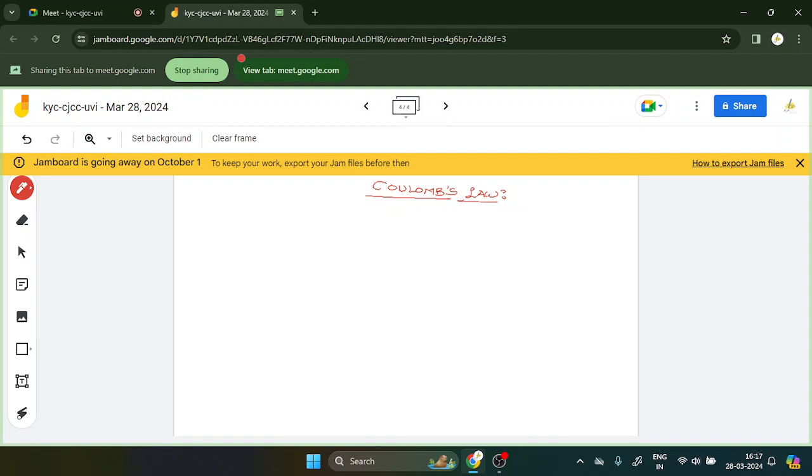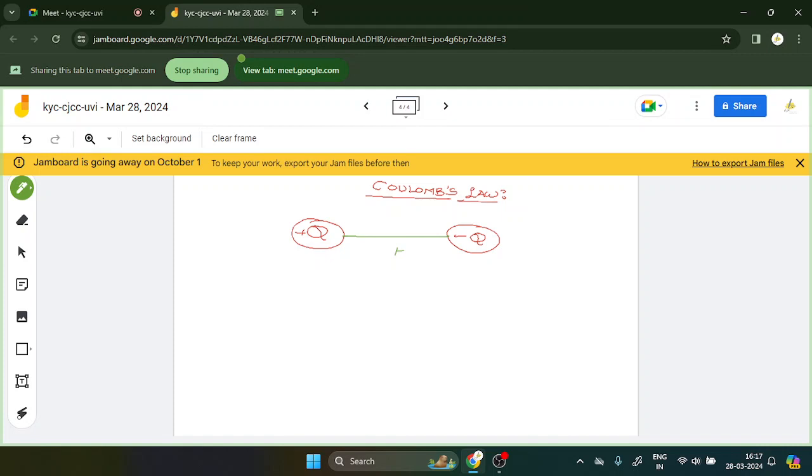Let me explain. Suppose there are two charges, this is +q and this is -q. These are the two charges which are separated by some distance. Let us say the distance between them is r. Now obviously this +q will attract this -q with some force F1.